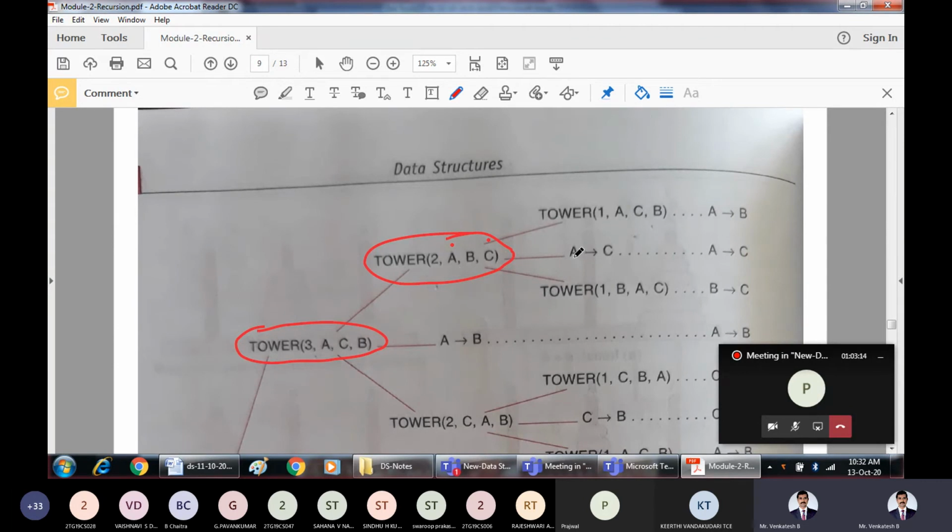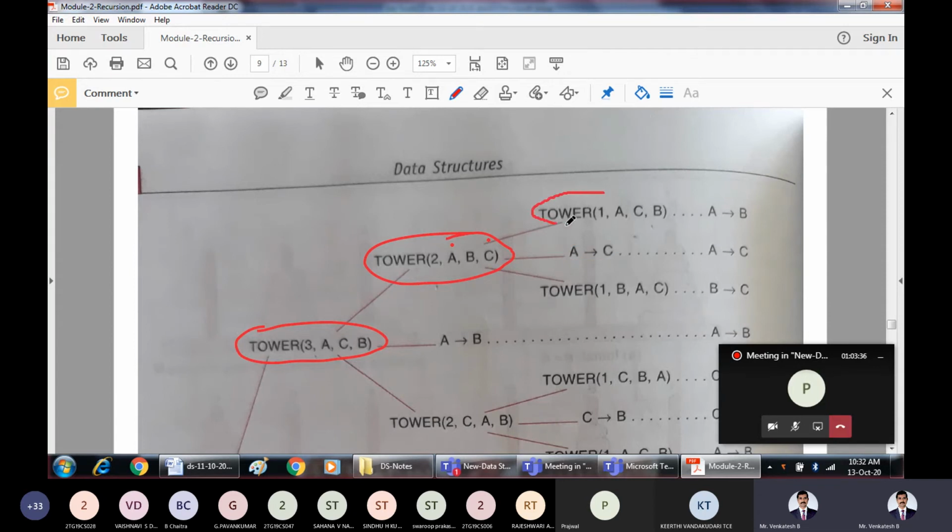Then move the disk from A to C. As there is a single movement, we will not call the recursive call again here. Next, take those remaining disks and move them from auxiliary to the destination, that is, move them from B to C. So that is a recursive call.